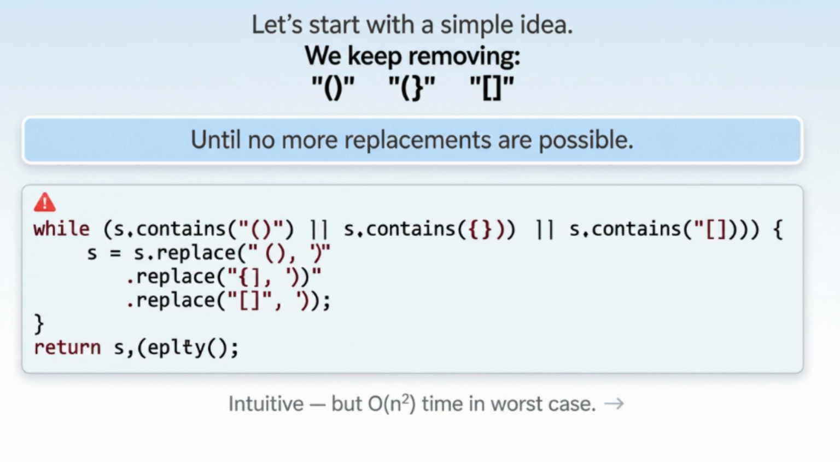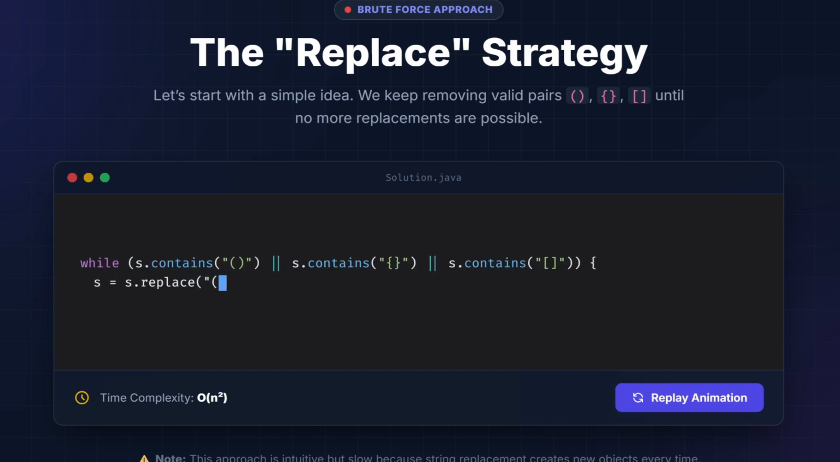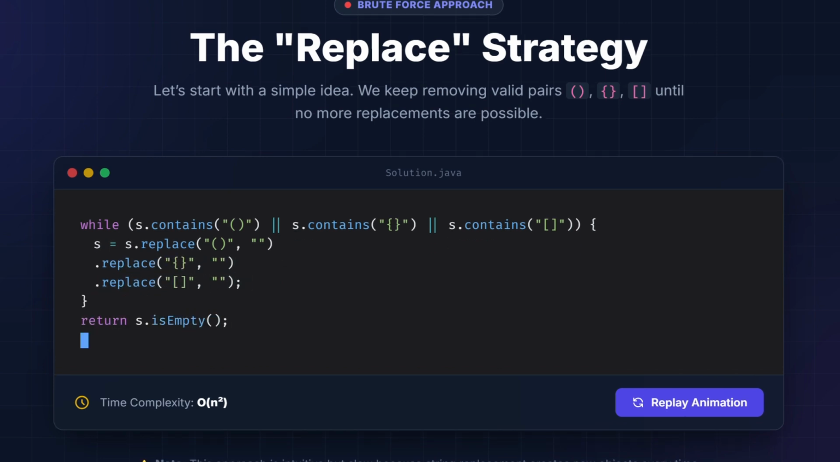Our first approach: think like a human cleaning up messy brackets. Just keep finding and deleting matched pairs: open bracket, close bracket, open curly brace, close curly brace, open square bracket, close square bracket, until nothing's left. If the string becomes empty, it was valid. Sounds easy, right? And it works for small inputs. But here's the catch: every replace call scans the whole string again. For long strings, this gets slow, really slow. We'll prove why in the next slide.